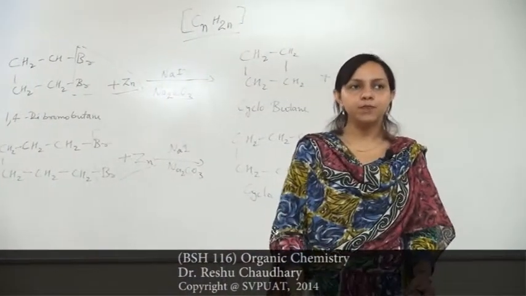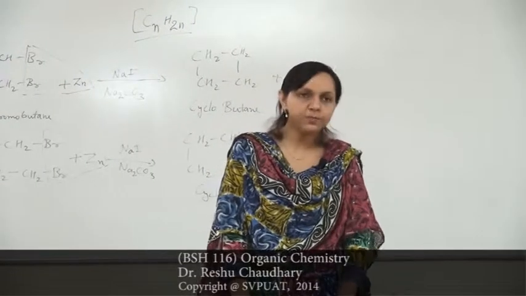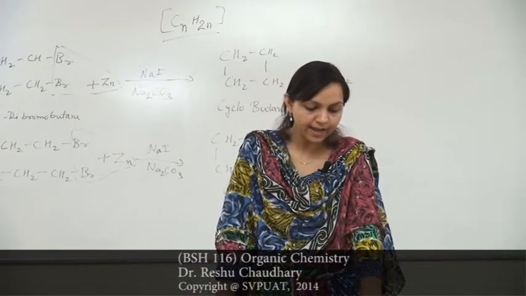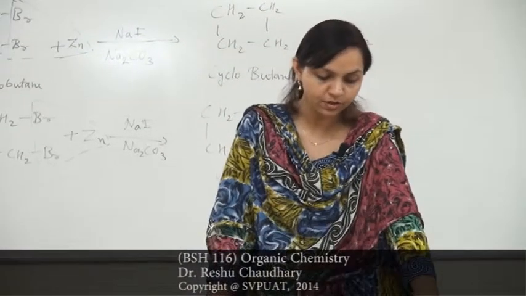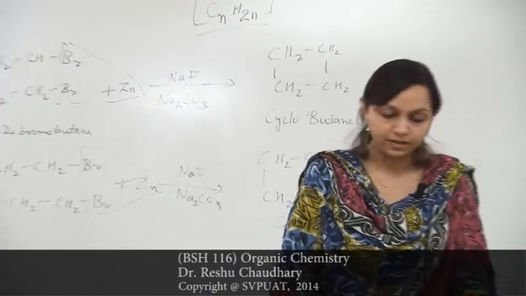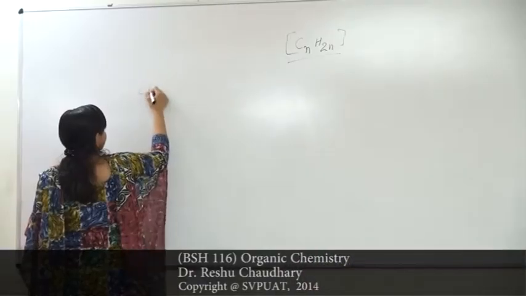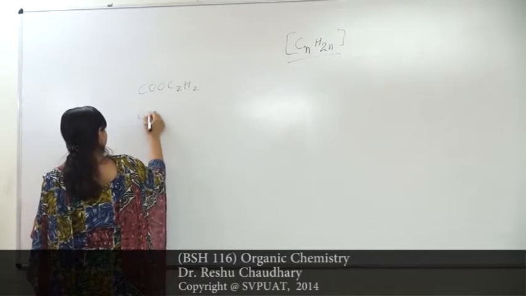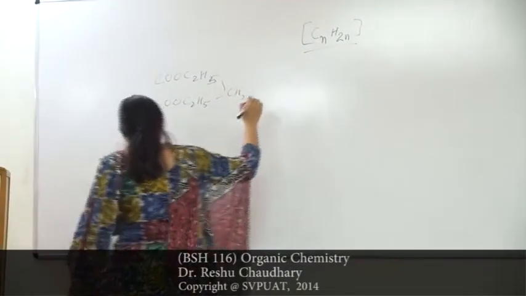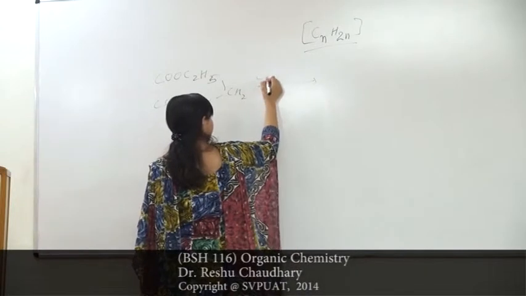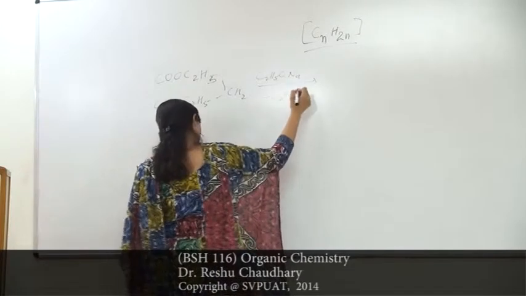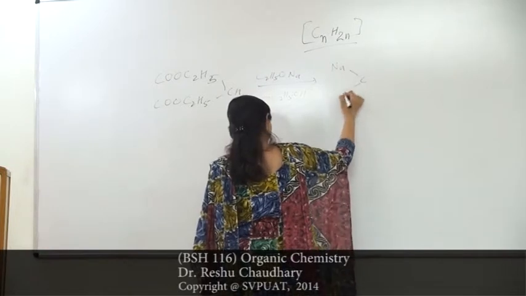Now next method is Perkin method. When malonic ester is treated with sodium ethoxide it forms disodium malonic ester, which on treatment with alkyl dihalide forms alicyclic carboxylic ester, and on hydrolysis and decarboxylation forms cycloalkane, and the reaction will be COOC2H5, COOC2H5 reacts with C2H5ONa, then C2H5OH will come out, sodium will attach to this carbon.